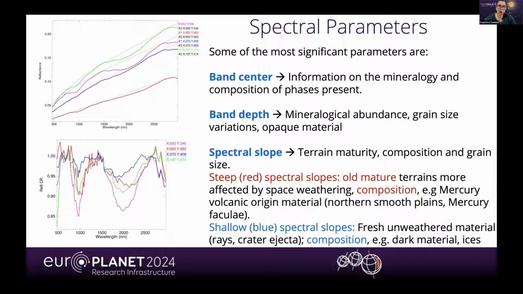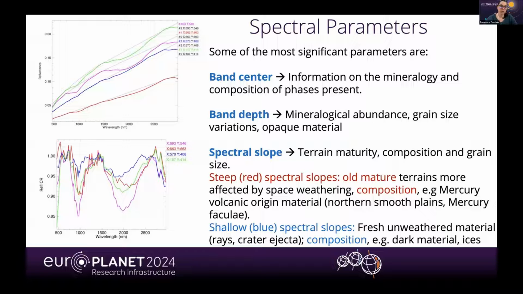Another kind of analysis, another kind of approach you can consider to extract information from the spectral data is to define spectral parameters. Spectral parameters depend on the characteristics of the spectrum. There is not only one way to define spectral parameters, but the best way is to look at the properties of your spectrum and then decide what are the best ones you can consider.